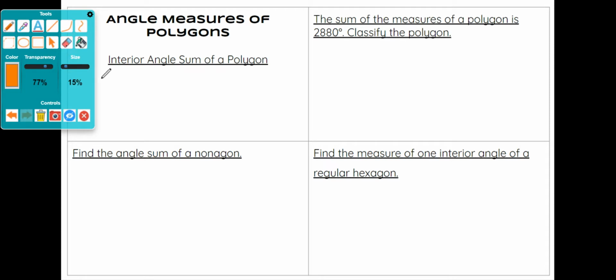We're going to define the term n. N is the number of sides a polygon has.